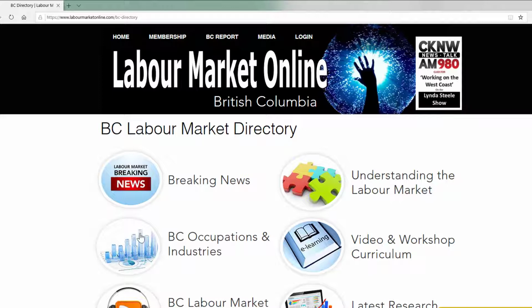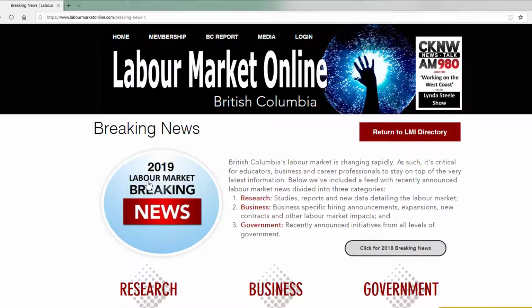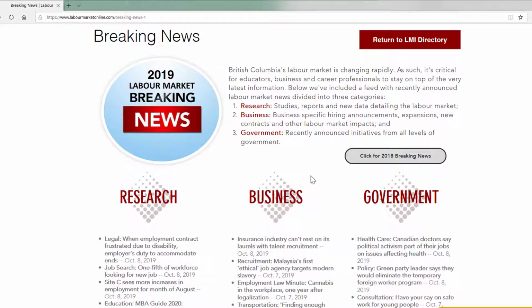Our idea here is to gather all labour market information from multiple resources, and so we have literally thousands of pieces of information that we're constantly updating on a regular basis. In fact, if I click on breaking news as an example, it immediately brings us to all of the breaking news that we've been following.